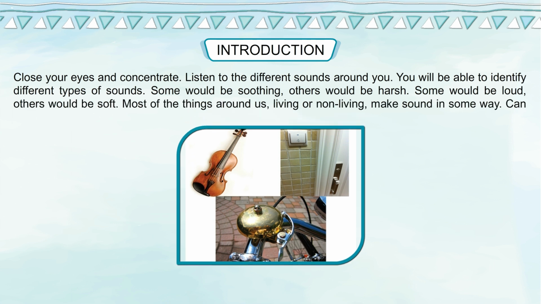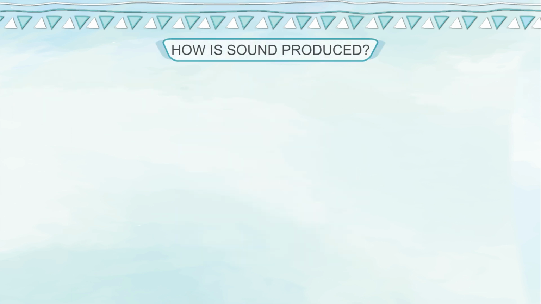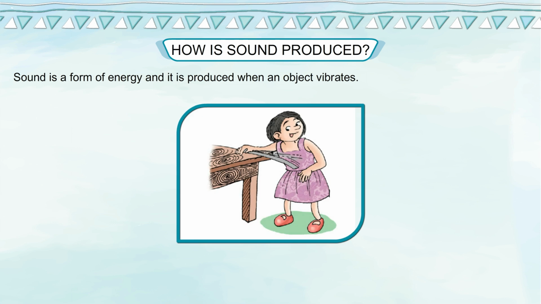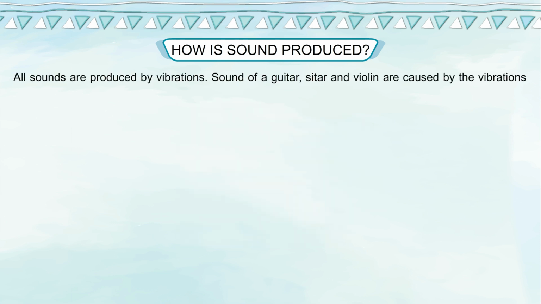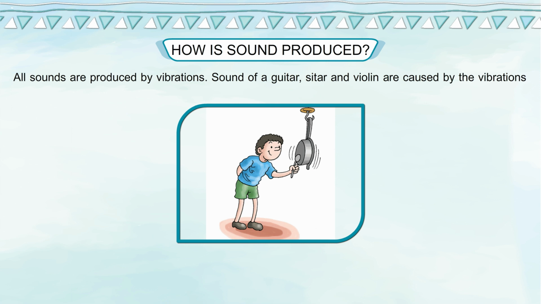Most of the things around us, living or non-living, make sound in some way. Can you imagine how life would be if there was no sound? How is sound produced? Sound is a form of energy and it is produced when an object vibrates. All sounds are produced by vibrations.